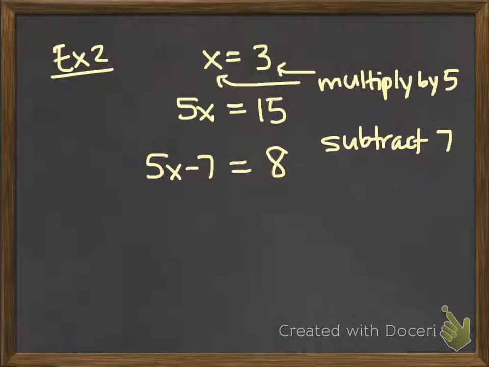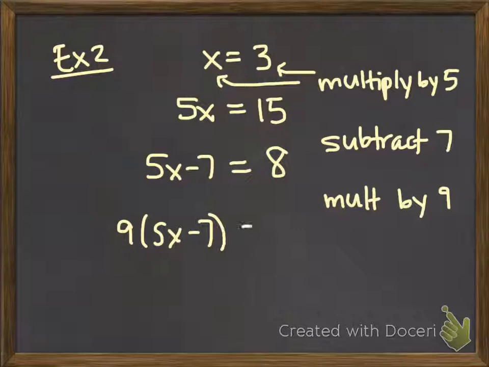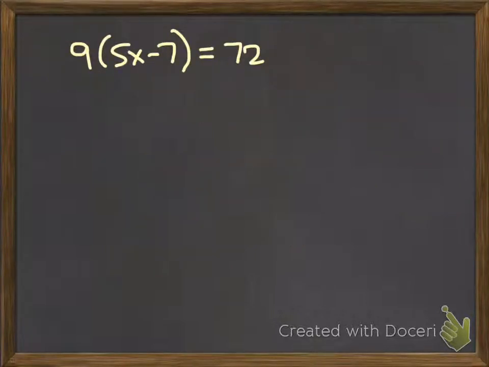And then I'll say multiply by 9. Okay, so now I have 9 times (5x minus 7) equals 8 times 9, which is 72. Okay, so now we're going to unwrap that. We're going to unwrap 9(5x minus 7) equals 72. We're going to do everything backwards.